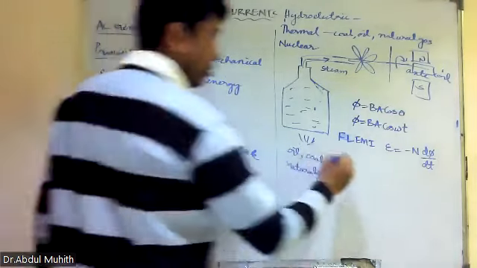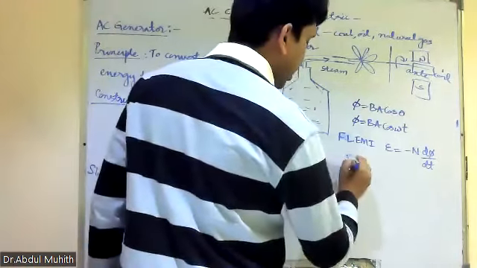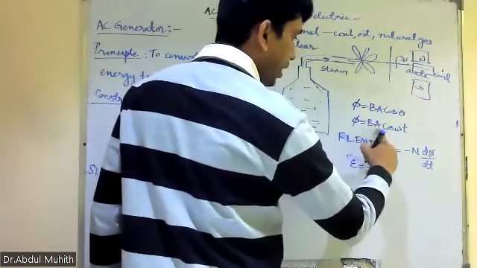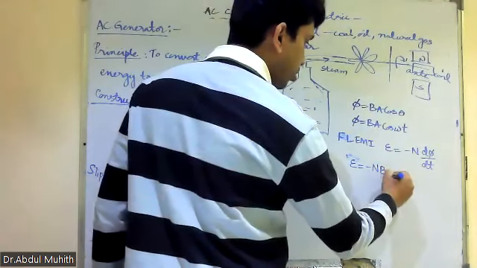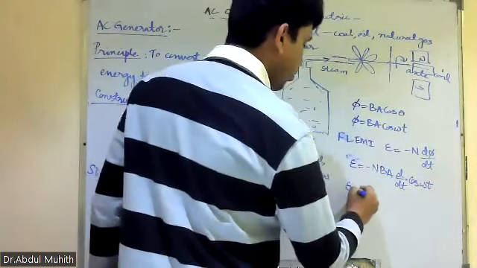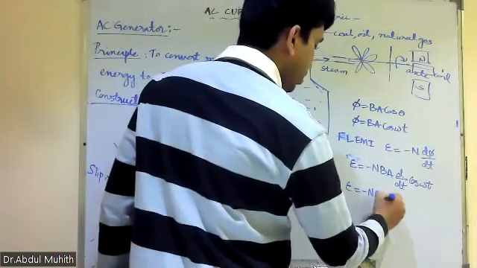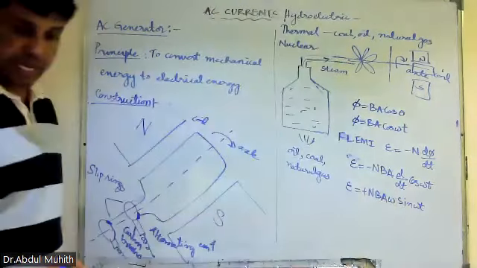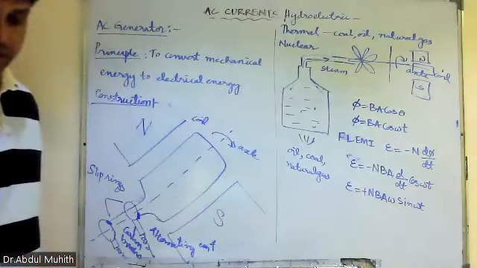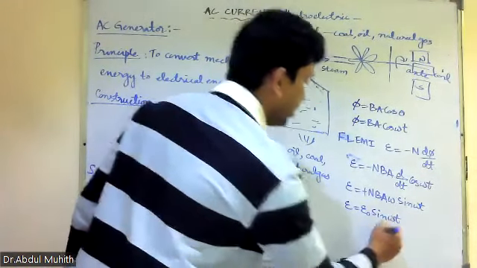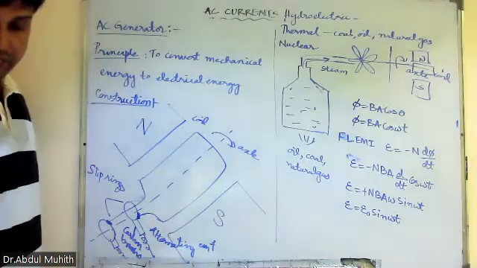Now, phi is equal to B dot A. So I write E is equal to minus n, and phi is B into A cos theta. B and A both are constants. d by dt of cos omega t will be left. So E is equal to minus n B A omega sin omega t. The derivative of cos is minus sin, so minus of minus becomes plus n B A omega sin omega t. This is the formula. Now we can also write E is equal to E0 sin omega t. The induced EMF is E is equal to E0 sin omega t.